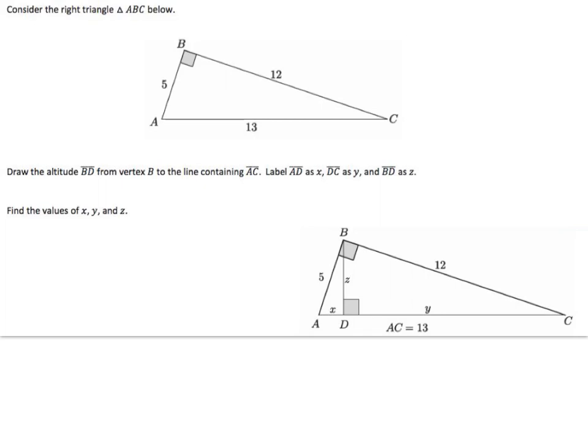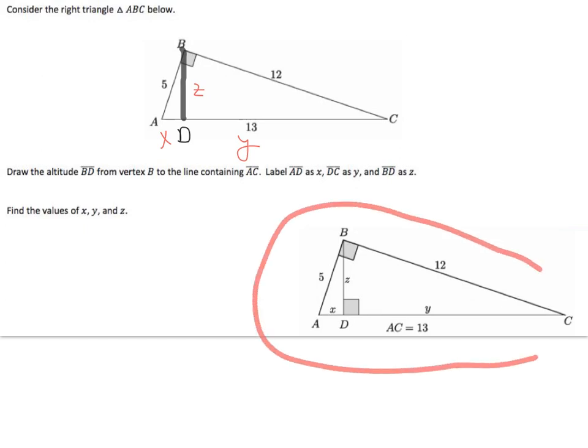Right, so consider the triangle ABC below. Draw the altitude BD from vertex B to the line containing AD. This would be BD. Label AD as X, and label DC as Y, and BD as Z. Cool? Now we're going to work to find the values of X, Y, and Z. And if you see right here, this is the drawing I'm going to use for the next few slides. It's just labeled a lot better than what I did over there. Cool? So make sure your drawing is labeled well so we can work with it.